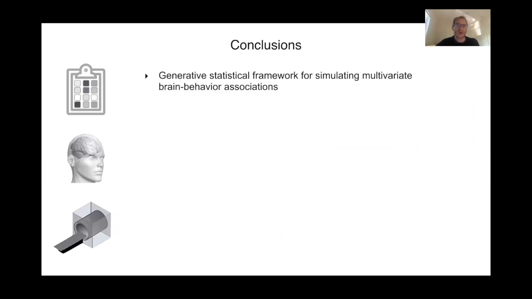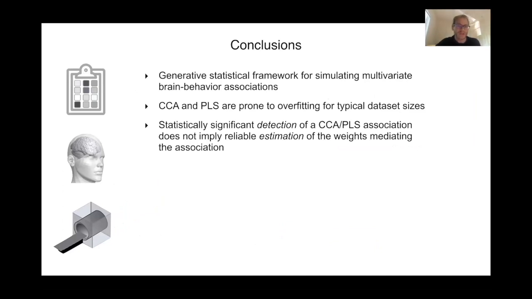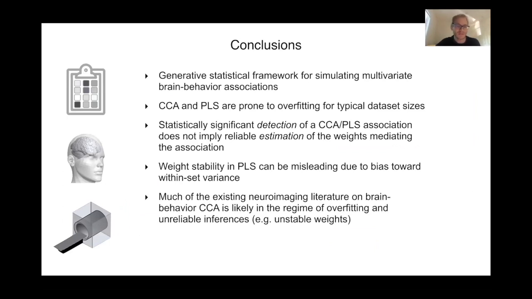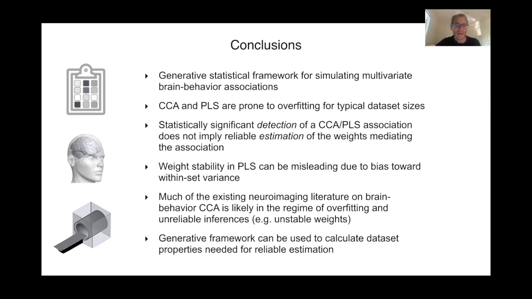To conclude, we developed a generative statistical framework for simulating multivariate brain-behavior associations. We found that CCA and PLS are often prone to overfitting. We saw that a statistically significant detection of a CCA or PLS association does not necessarily imply a reliable estimation of the weights. We also saw that weight stability in PLS can be misleading due to the bias toward the first principal components. We also saw indications of overfitting in the brain-behavior CCA literature, and we created a sample size calculator for CCA and PLS.